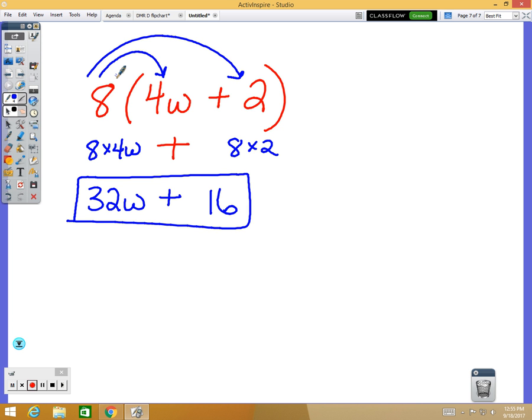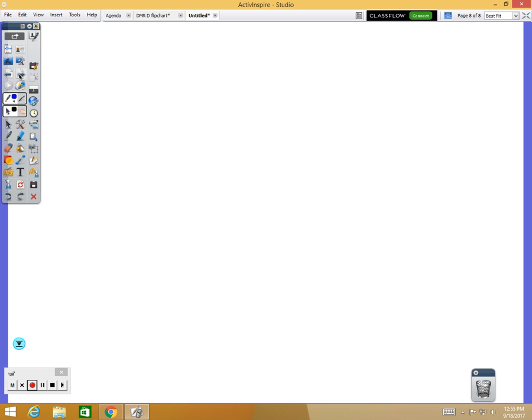Alright. So the rules are not going to change when I put a negative number in here. It's just going to look harder, okay? Let's do -2 on the outside, and I'm going to have positive numbers on the inside. 5W plus 7.